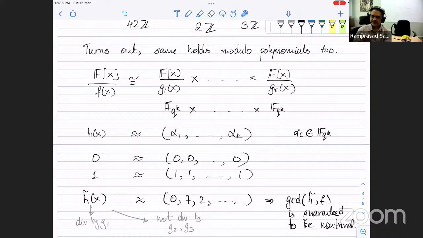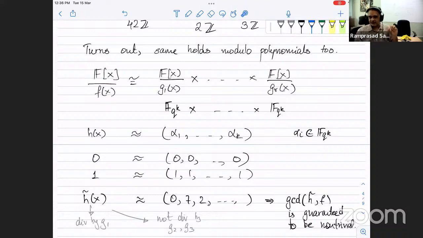Did that, I mean, it was, yes. Yeah, so this is what we are going for. It's unclear how to do that. But the only thing that I'm telling you at this point is that if you manage to compute such an H tilde quickly, then taking a GCD of H tilde with F will definitely give you a non-trivial factor. So that is why we are doing what we are doing.